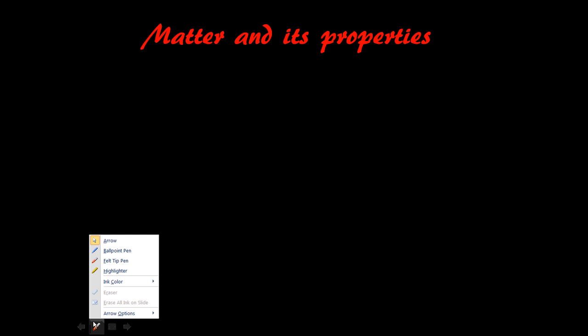Another important definition in this part is volume. Volume is the amount of space that matter occupies. These are pretty simple topics like mass, density and volume. Now we have a formula for density here, which is also pretty simple. Suppose this is D, that is density, which is equal to mass upon volume.